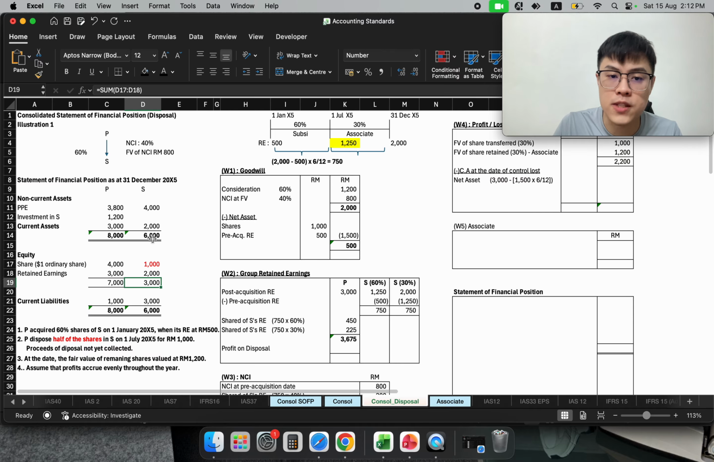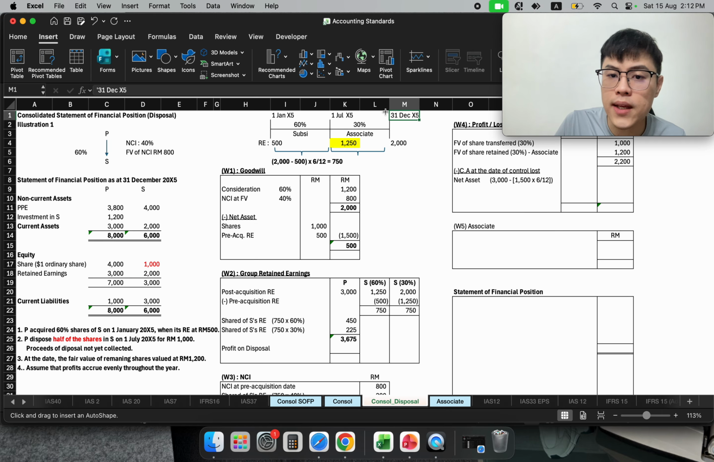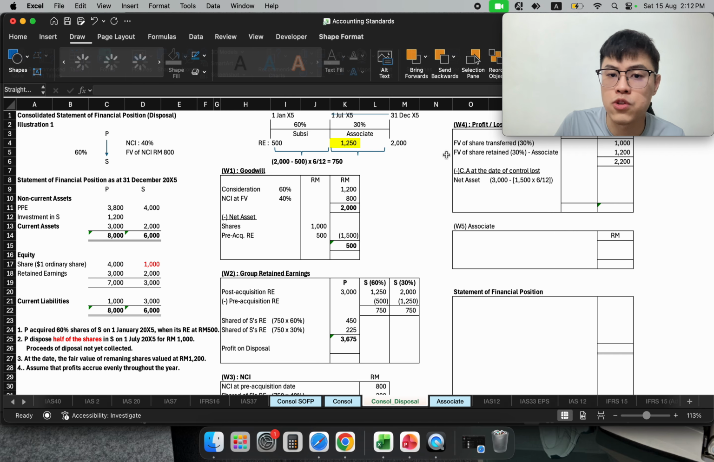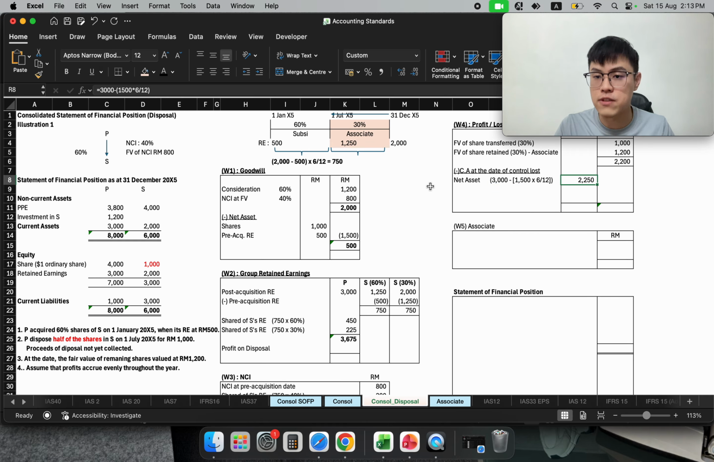But this 3,000 of your subsidiary is actually reported at the end of this day. So what you are going to do now is bring it back to the date of control loss. During this period, we got 1,005 profit, because as you can see, retained earning is 1,005. I will need to minus off the 6 month profit, so that I can move my net asset from 31st December back to 1st of July. This is why I need to minus, and I will arrive at 2,250.